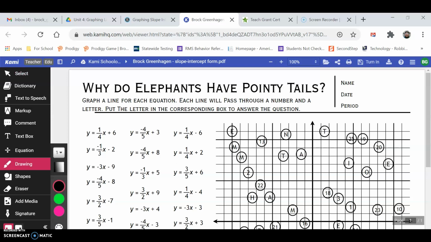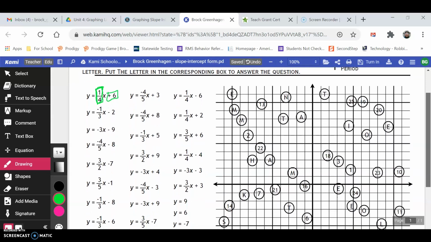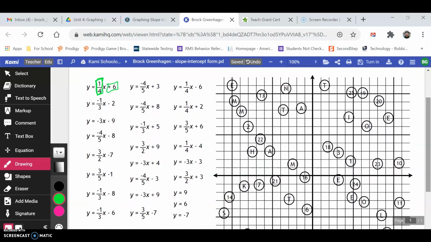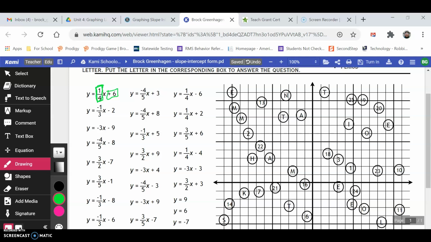If you'll notice here, I'm going to use green to highlight some of the parts. Here we have your slope, and then here is the y-intercept. So as you are using that, remember the y-intercept is what you use first, okay? So you're going to go from the middle, and you're going to go plus 6. You're going to go 6 in the positive direction on your y-axis. 1, 2, 3, 4, 5, 6. You're going to put your dot there.